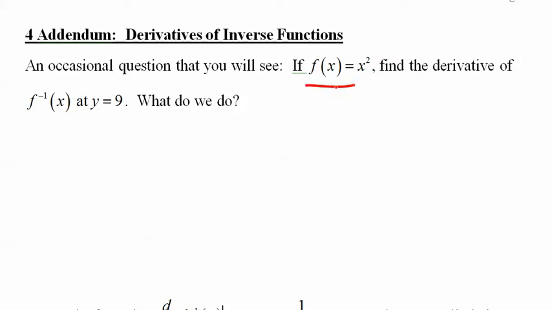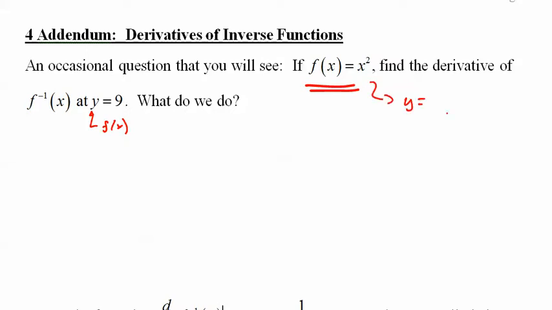If f of x equals x squared, find the derivative of the inverse of x at y equals 9. And you say, what the heck is going on? Among other things, this has suddenly gone from f of x to y, but a lot of people prefer to see that anyway, so that's fine with me.